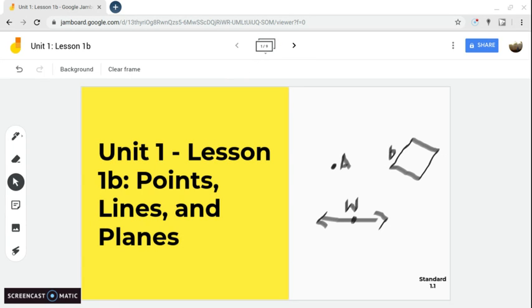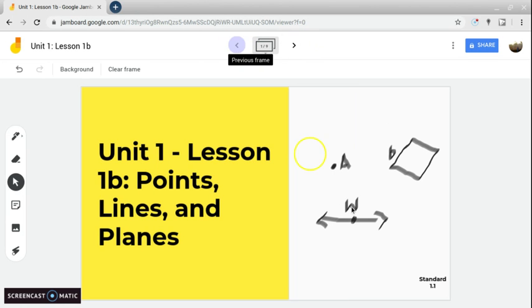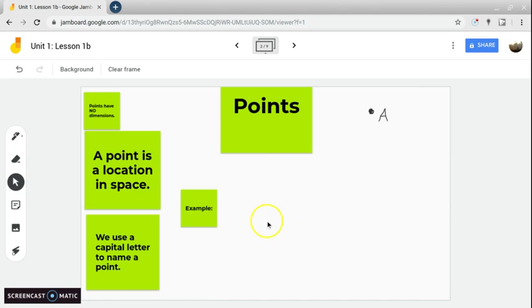Okay, so points, lines, and planes. That's a point, that's a line, that's a plane. Now this is mostly simple, but there are certain things that you have to know. All right, points. The things that you need to know about points for standard 1.1.